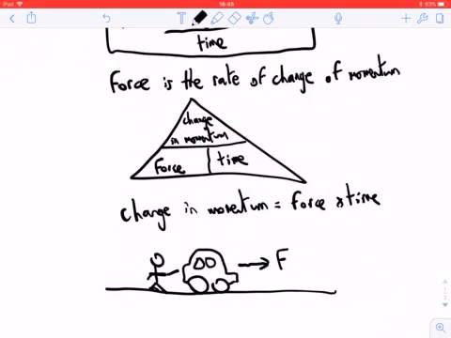But also, if they use a small force over a long period of time, they can also increase the car's momentum. So there are effectively two ways that you can give momentum to an object, either by having a large force for a short period of time, or by having a smaller force over a longer period of time. So there's this clear link between the idea of force and change in momentum.